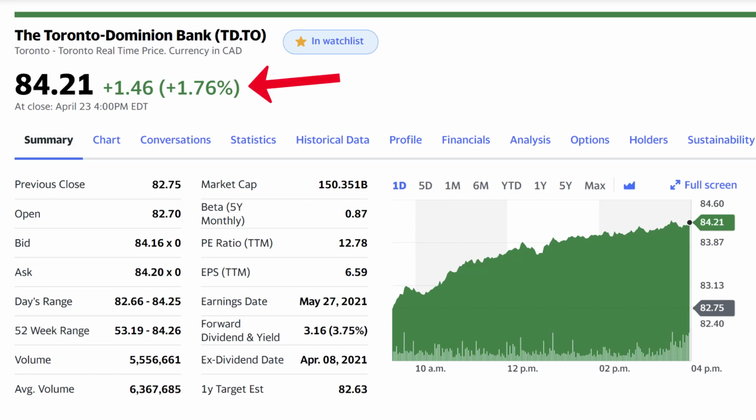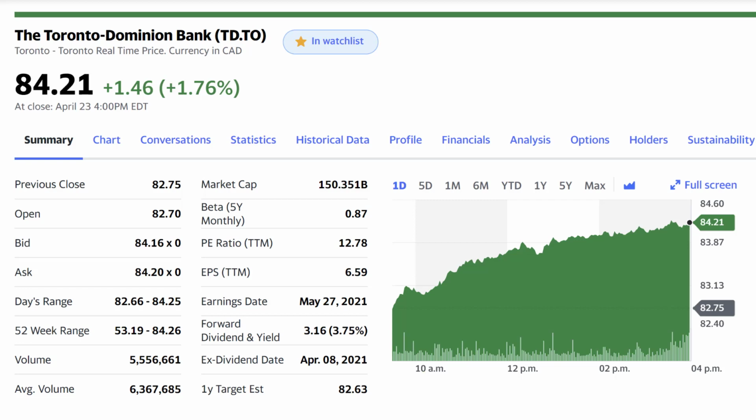You have the share price, the market cap, so how large of a company are we talking about? You've got certain valuation metrics such as the PE ratio, so the price to earnings. At what multiple is the company currently trading at compared to its earnings or profit? You've got the beta, so how volatile is the stock, as well as the earnings per share. And then for dividend stocks, you also have the dividend yield and the annual dividend, as well as the ex-dividend date. You also have the 1-year target estimate for the share price.